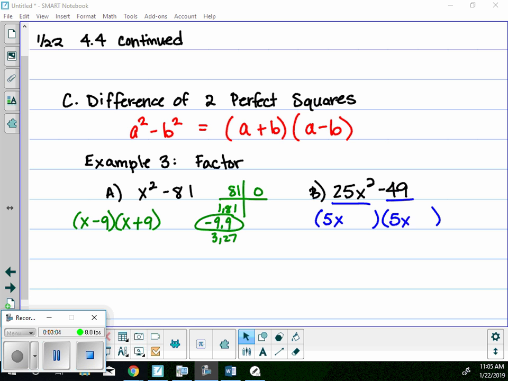What's the square root of 49? So we have a 7 and a 7, and one of them is positive and one of them is negative, and it doesn't matter which one is first, whether it is a positive first or a negative first. Does not matter. So if you see something squared minus a number, chances are it is the difference of two perfect squares. Square root of the first, square root of the second, one's positive, one's negative. Okay?